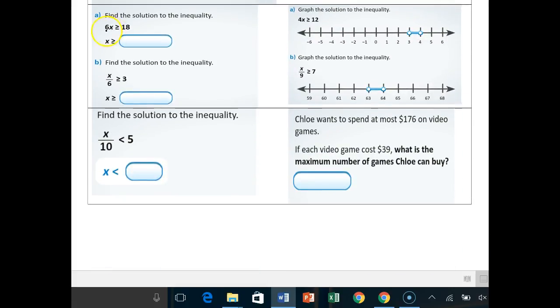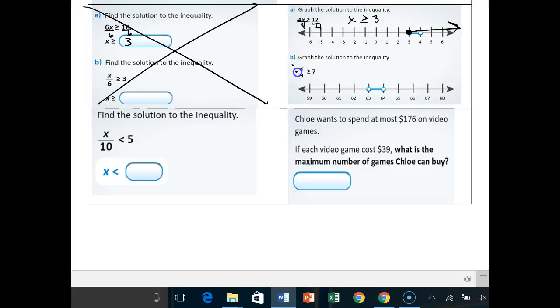Here, finding the solution again, divide by 6, divide by 6. I get x is greater than or equal to 3. Oh, I think I just repeated that. Yeah, I did. Sorry, we can cross that off. My fault. Here, same solution. Divide by 4, divide by 4. x is greater than or equal to 3. So closed circle at 3, and then everything bigger than 3 pointed to the right.